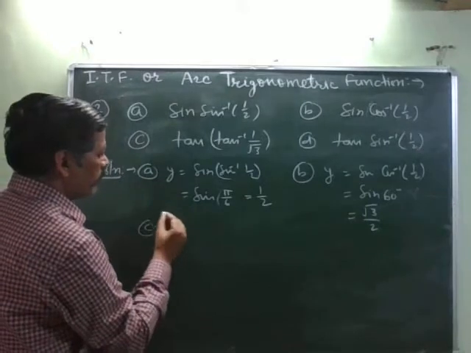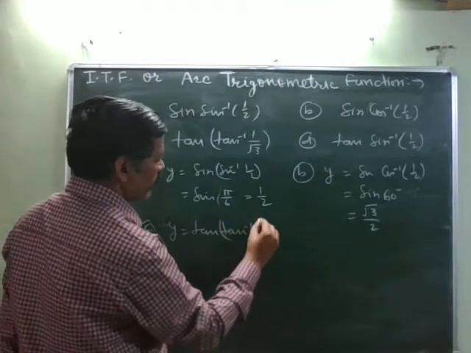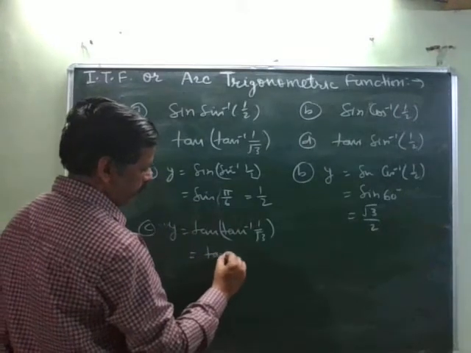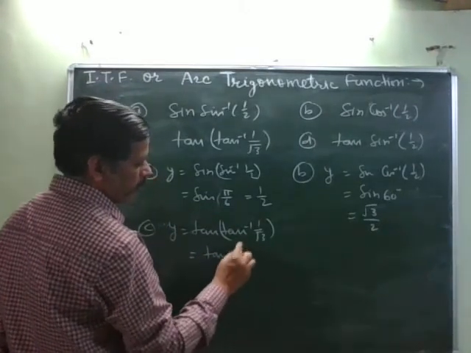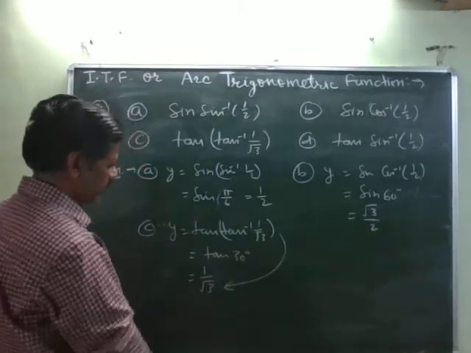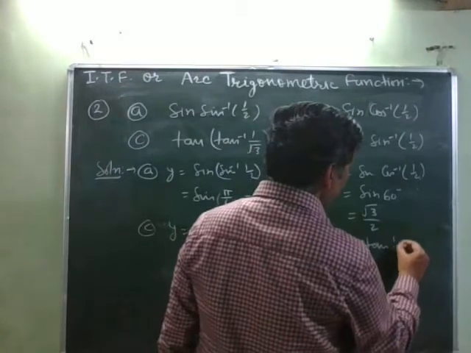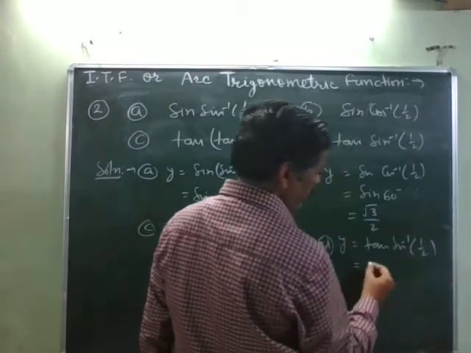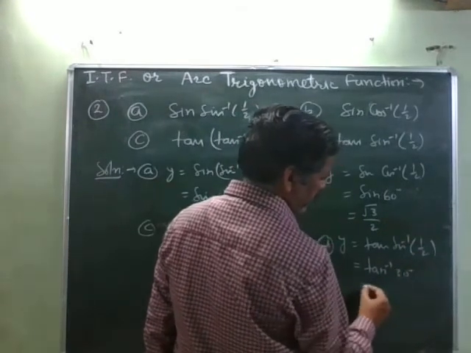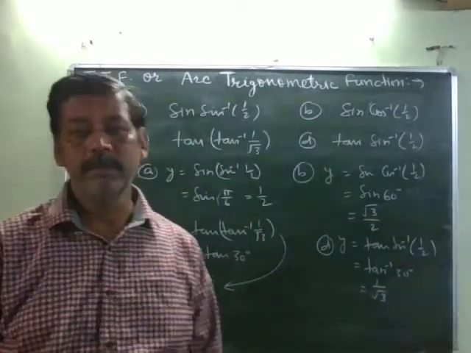C, y is equal to tan inverse 1 by root 3 is equal to tan 30 degree, the value of tan 30 degree is 1 by root 3. Again, from here it could have been written directly. D, y is equal to tan sine inverse 1 by 2, this is angle 30 degree and it is equal to 1 by root 3. Now coming to question number 3.